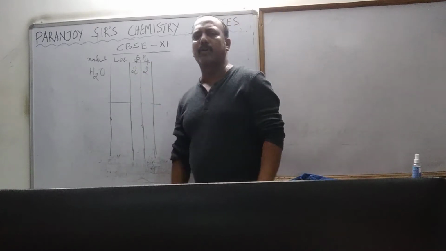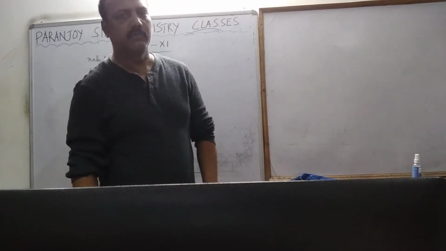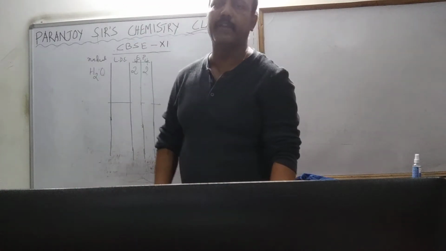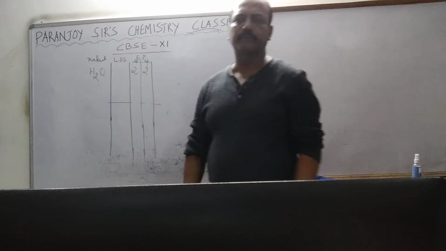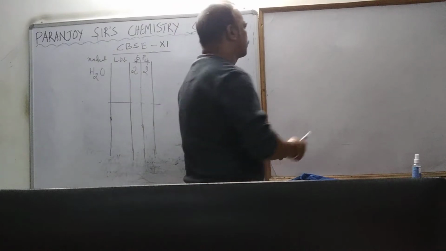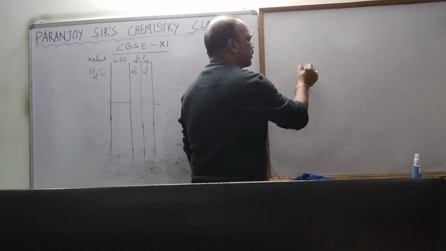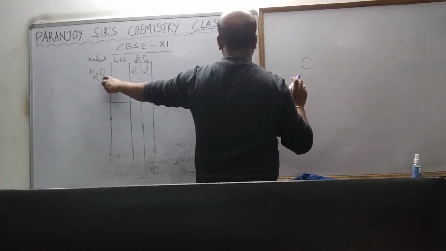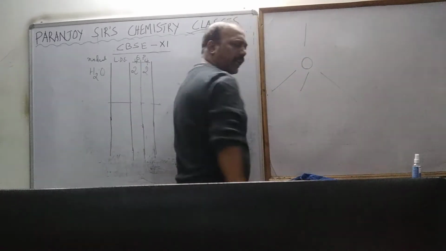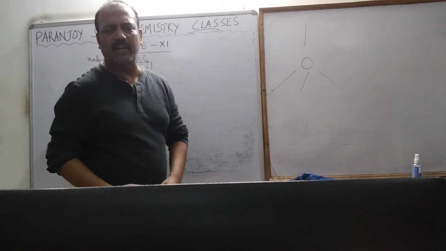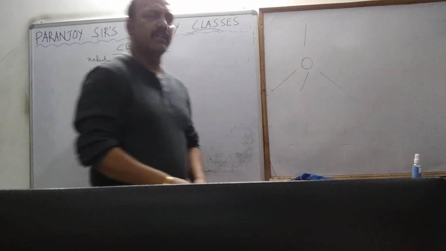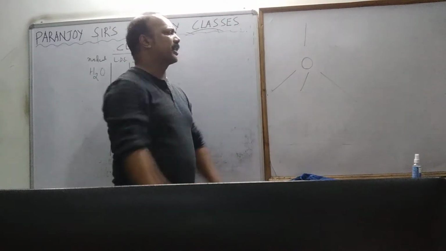So how many total number of pairs? 4. If 4 pairs are there, what should be the geometry? Tetrahedral. Simple. If 4 pairs are there, the geometry should be tetrahedral. The central atom is oxygen. 1, 2, 3, 4. Okay. 4 sides of the tetrahedral. In the 4 sides of the tetrahedral, 2 are bond pair. Means any 2. As I told once again, I am saying the same thing.